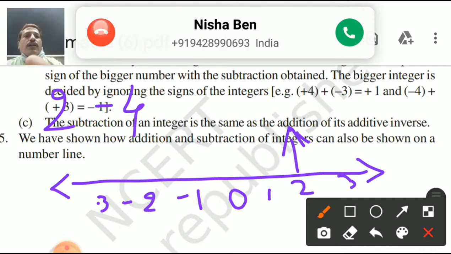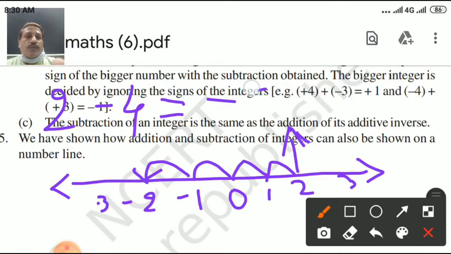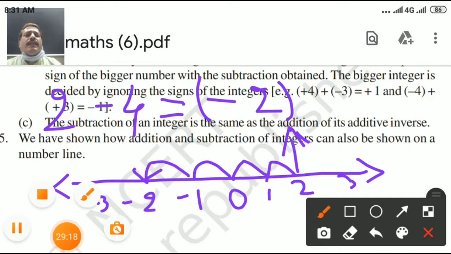Yes, my dear student. Very good. We have to move 4 more steps. Which side? Left side. Yes, my dear student. Left side 4 steps, so 1, 2, 3 and 4. You will reach minus 2. So your answer is minus 2. Here is the minus 2. Clear? Your answer we will get it here very easily.